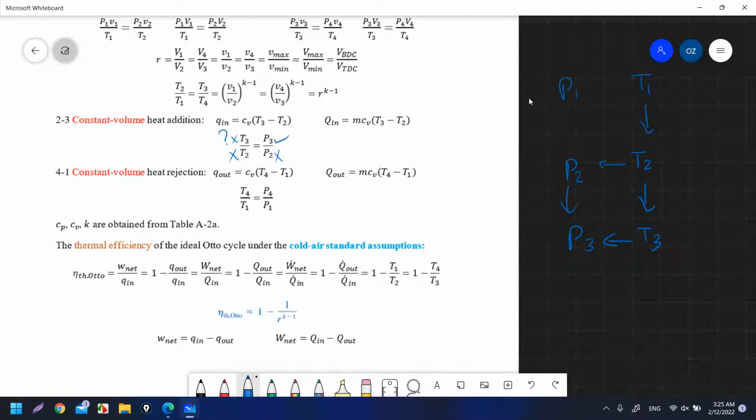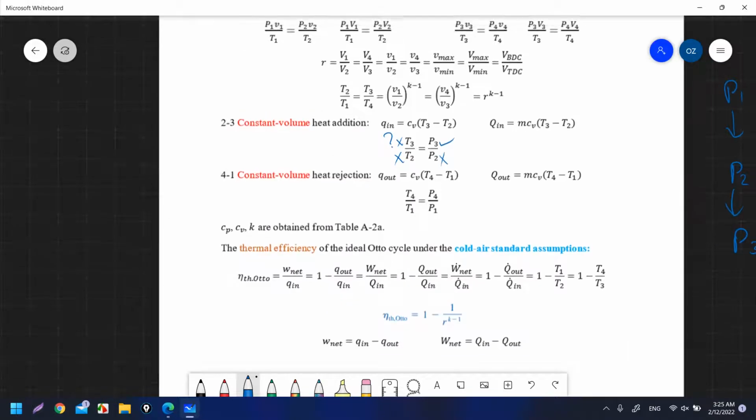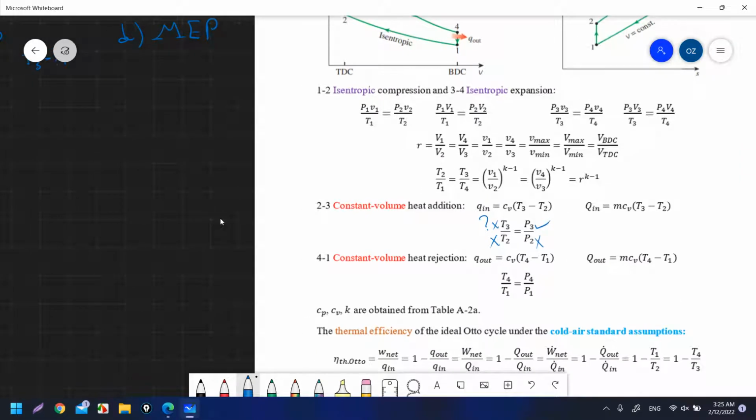I have also P1. Okay. How can I get T2, T3, and P2 so I can find P3? For P2, we'll use the same equation. I have P1, T1, and V1 over V2 is equal to r. So P2 is equal to P1 times V1 over V2 times T2 over T1. I have V1 over V2 because it is the compression ratio. But the problem also is T2. How can I find T2?